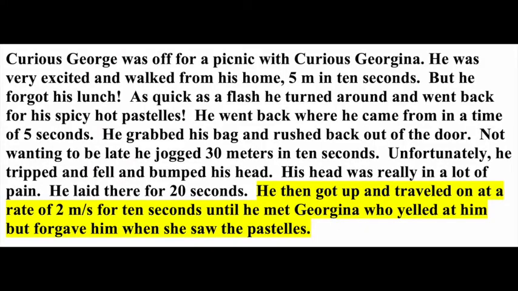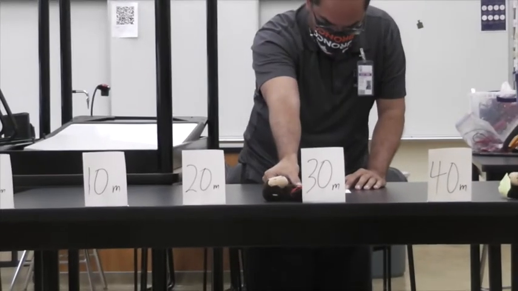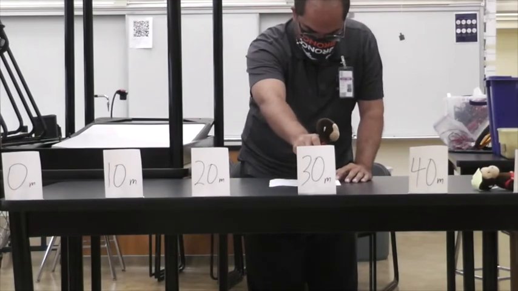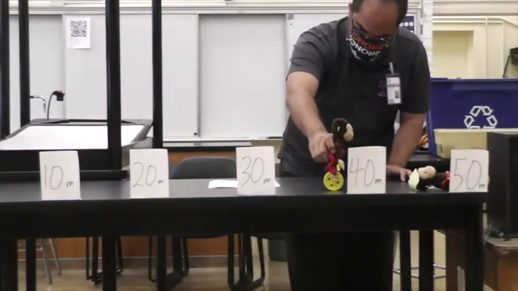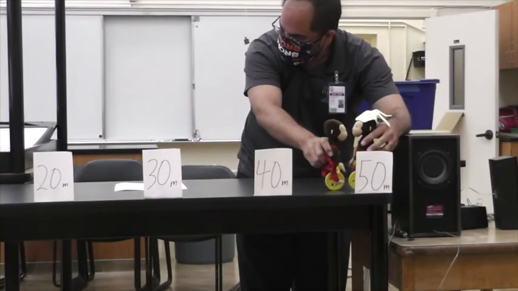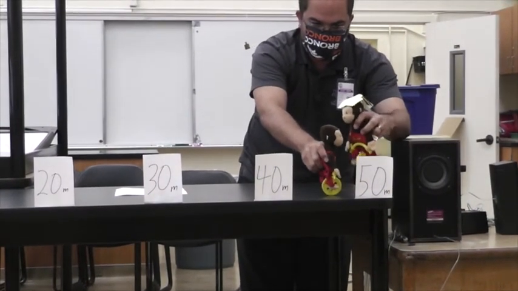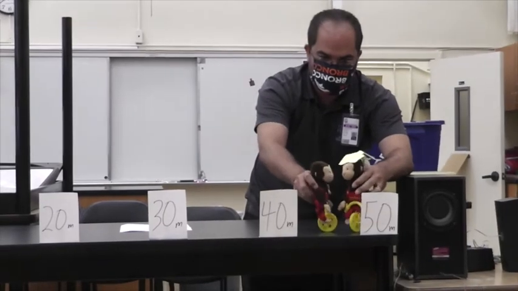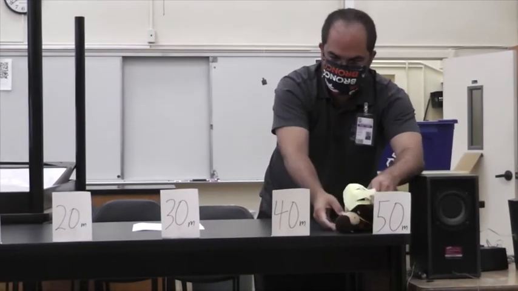He then got up and traveled on at a rate of 2 meters per second for 10 seconds until he met Georgina, who yelled at him but forgave him when she saw the pateles. So, okay, 2 meters per second for 10 seconds. Well, I can tell you it's going to look like this. He'll move forward to the 50-meter mark. She will yell at him, oh no, but he'll give her the pateles and then they'll be happy. Alright, good picnic. Happy monkeys.